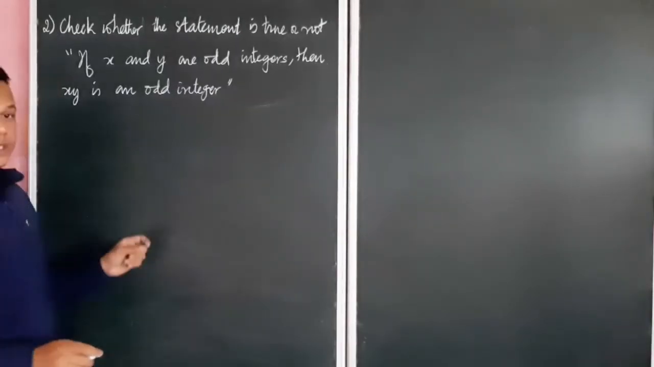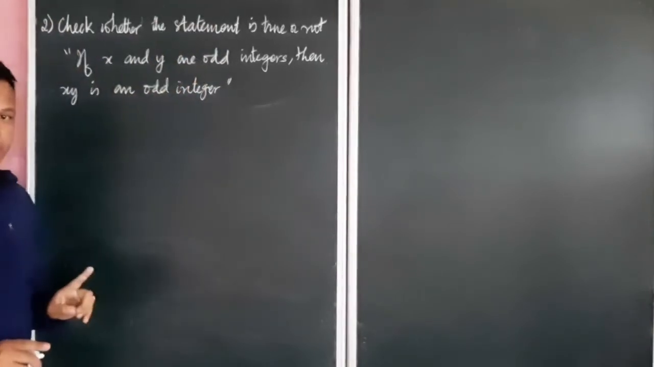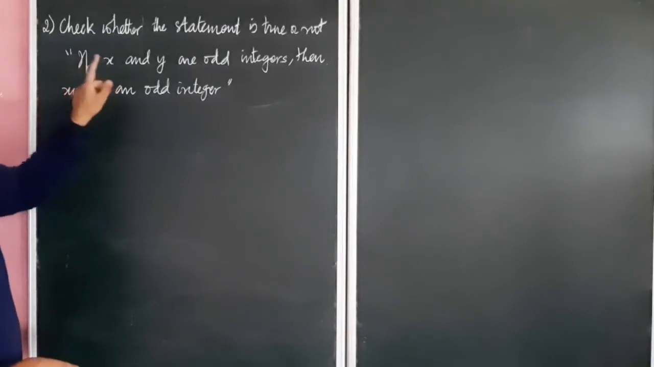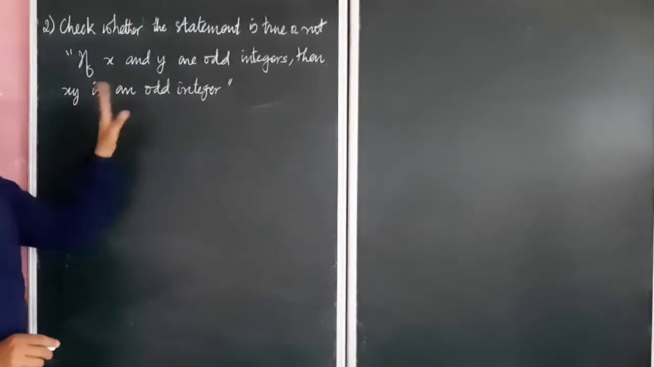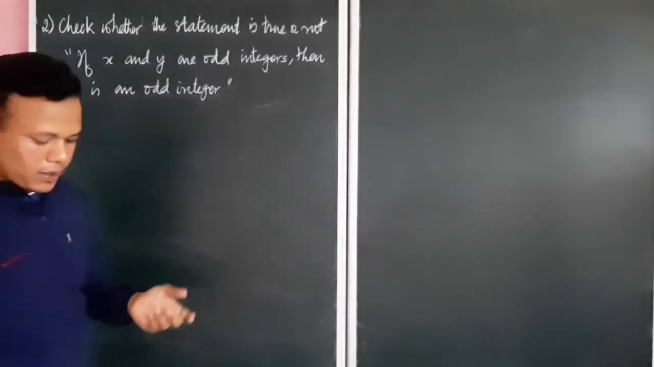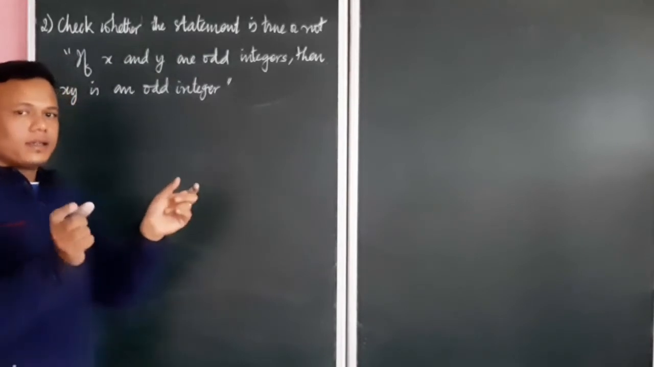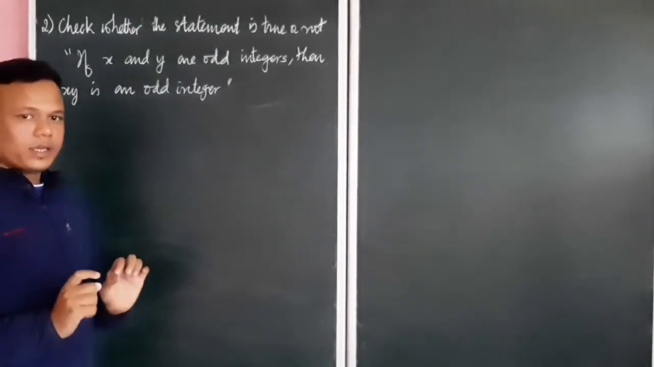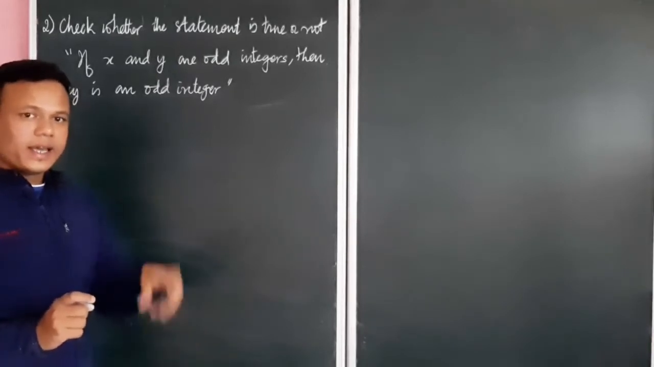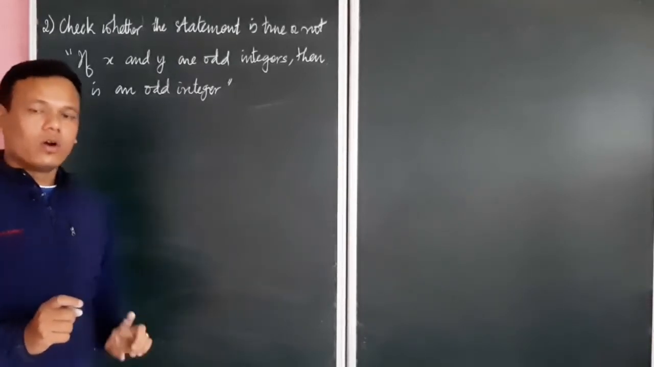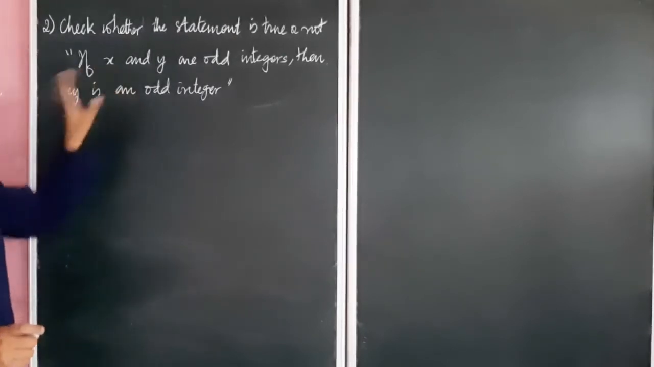So the next question says check whether the statement is true or not. The statement says if x and y are odd integers, then xy is an odd integer. Now in your mind just think of any two odd integers, for example 3 and 5, and find the product of 3 and 5. It is 15. Now 3 and 5 both are odd numbers, right? And their product, that is 15, is also an odd integer, right? So that's why we can say that this is true.